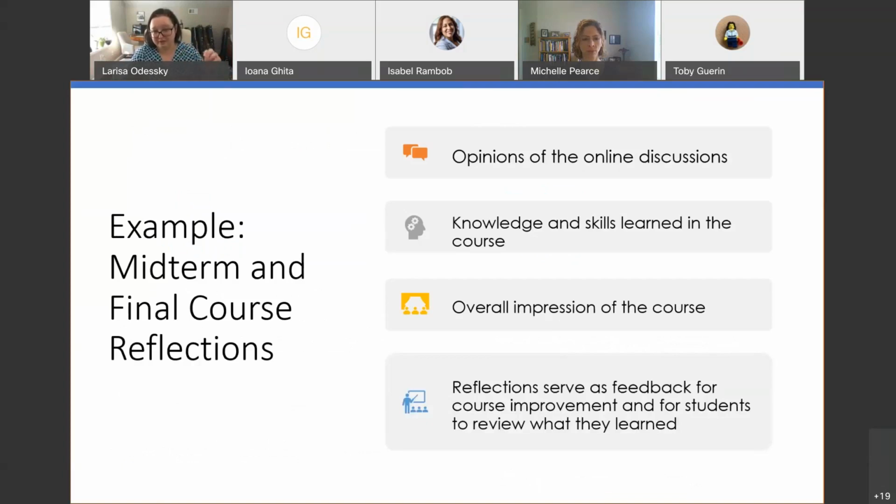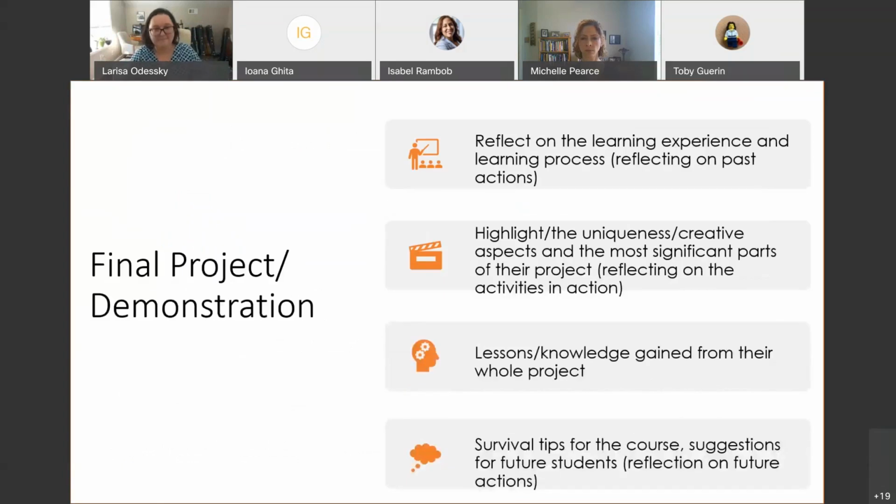So of course we can have the same things and opinions for online discussions. If you have any skills learned throughout the course, force them to make those connections. Overall impressions, and we could definitely use this to improve our courses. And if you have any demonstrations and final demonstrations, I don't know if any of you actually have them, they can reflect on a presentation that their peers did, or presenting their own. Maybe they're struggling with presenting, and this could be a great way for them to have that process and have those action steps. And again, we want to make sure to ask what lessons they gained from their whole project.